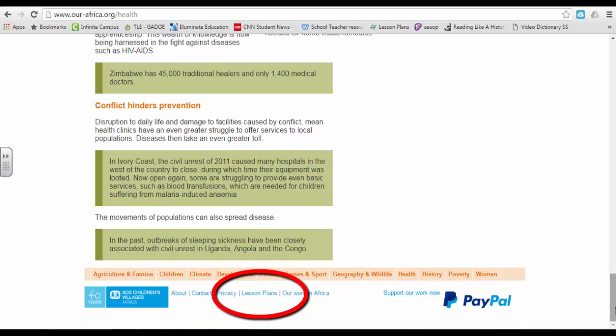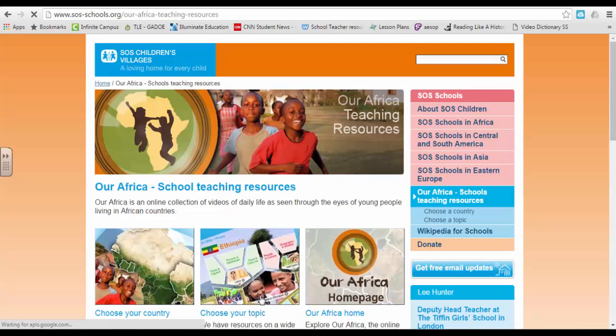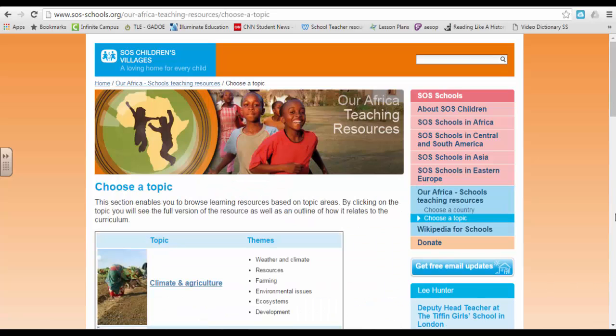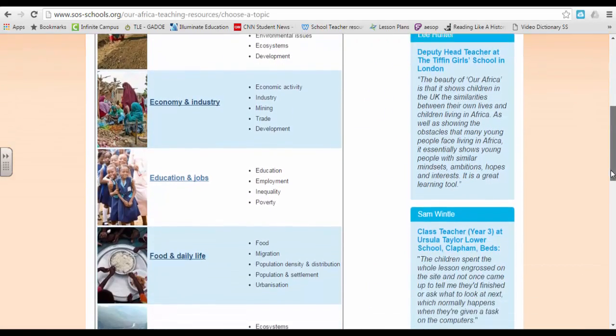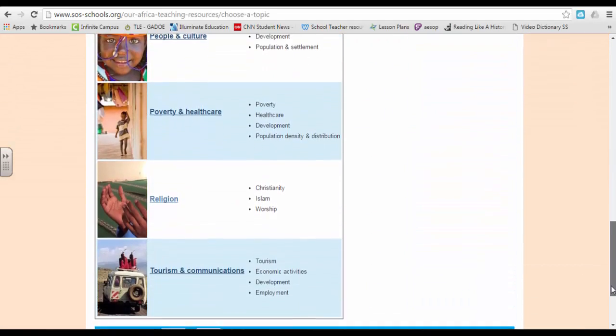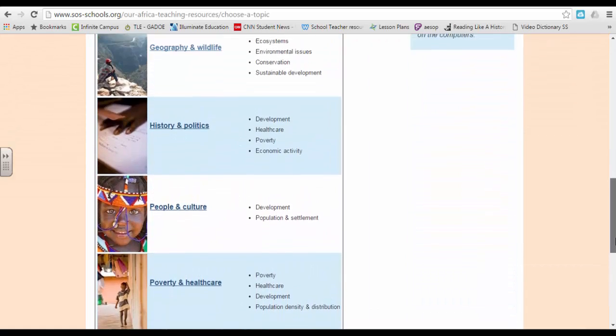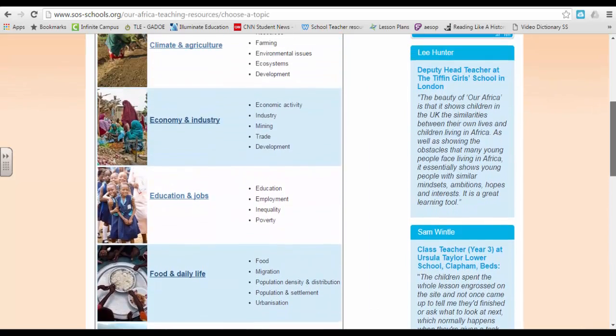Another resource on this page is the lesson plans. Here you can find options for lessons. Let's look at the Choose Your Topic. This will give you some ideas of topics. We're going to go back up and look at the Climate and Agriculture page.